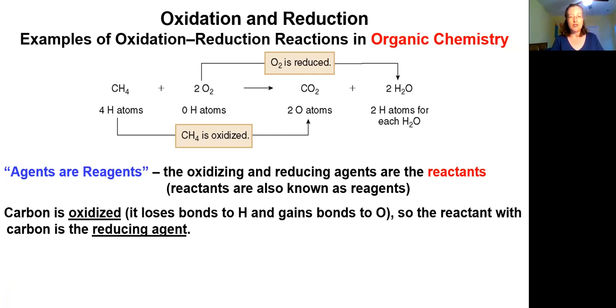All right, so oxygen, O2, the oxygen atoms were reduced. They lost bonds to oxygen atoms, gained bonds to hydrogen atoms. What type of agent does that make the oxygens if they were reduced? It makes them oxidizing agents.